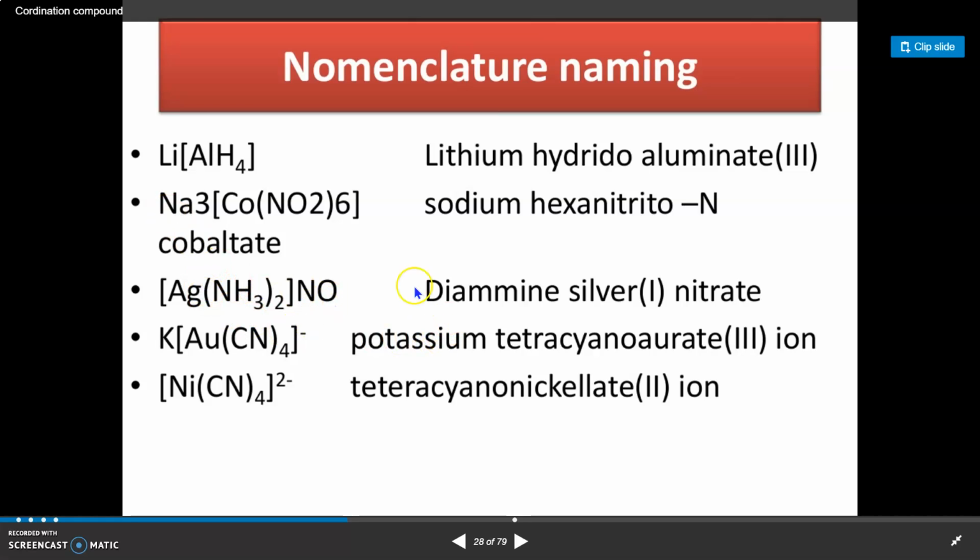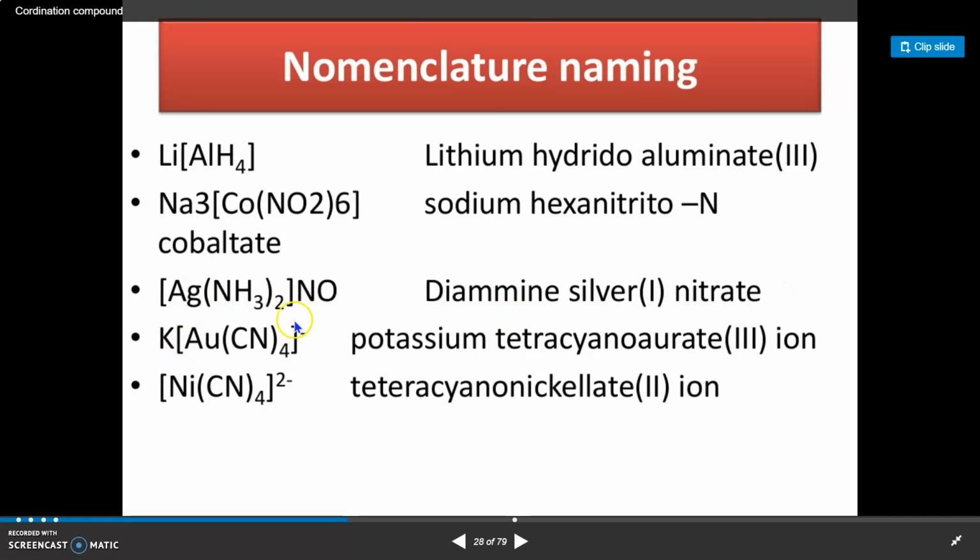Another example, diamminesilver(I) nitrate. Here no cationic species are present in this complex. Then we start the name with the ligand. For example, these are two ammine, then diamminesilver(I) nitrate. This is also an anionic complex. Then the silver name ends with -ate, that is nitrate.